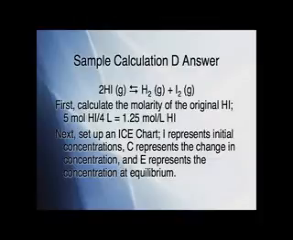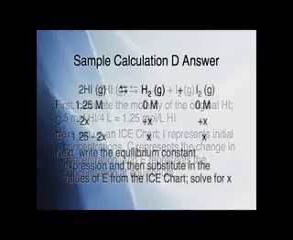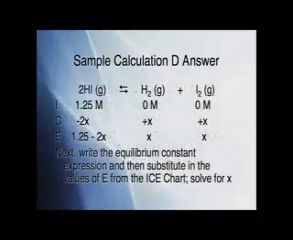Once we know what our beginning concentration is of our reactant, we can then set up what's called an ICE chart. And an ICE chart is a way that we'll keep track of changing concentrations in an equilibrium system. The I represents initial concentrations, the C represents the change in concentration, and E represents the concentration of the reactants and products at equilibrium. As we answer sample calculation D, let's take a look at the ICE chart.